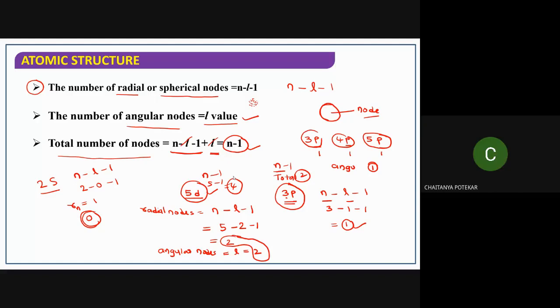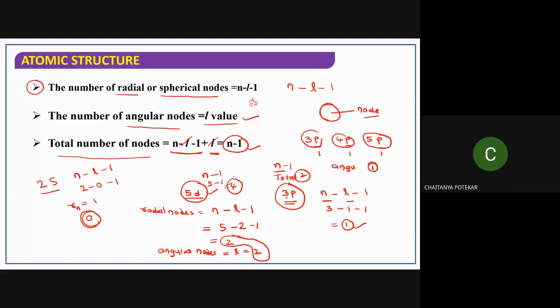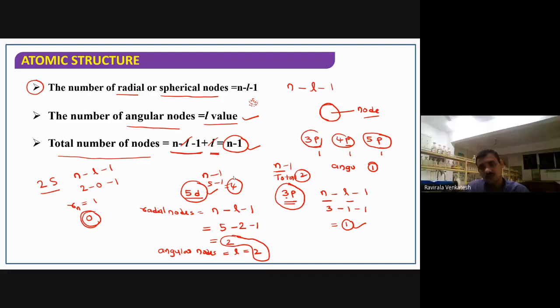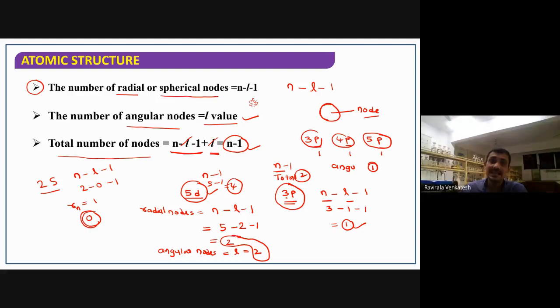Okay? So the total number of nodes will be equal to l only, no? The total number of nodes will be equal to l. How is it l? Because n minus 1 is equal to l, of course. That is how it is written for l.